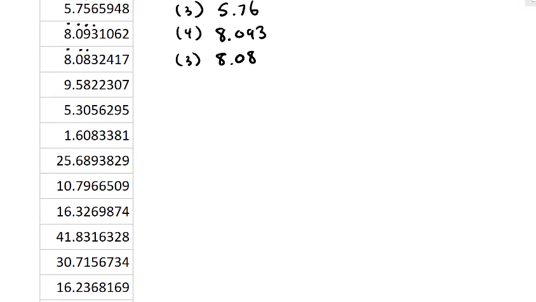Okay, let's go to 3 significant figures, 1, 2, 3, round based on this, so 5.76. Okay, let's go to 4 significant figures, 1, 2, 3, 4, round based on this, so 8.093. Okay, let's go to 3 significant figures, so 1, 2, 3, you're going to round down because of the 3, so 8.08.